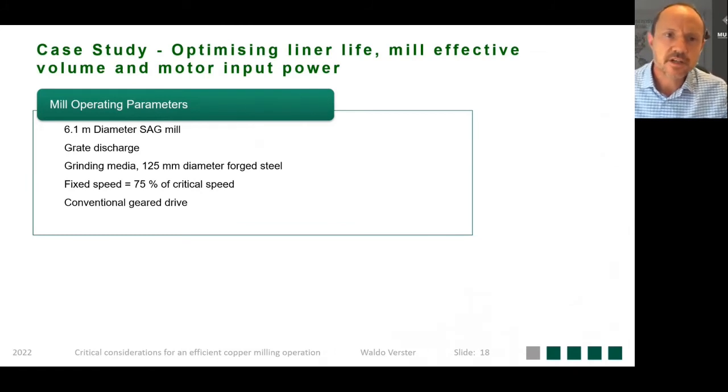Guys, then I would like to summarize with a short case study. It's a 6.1 meter diameter shaft mill in the copper industry. A relatively large grinding media of 125 millimeters, grate discharge system, and it's being operated at 75% of critical speed. So taking these mill parameters into account, there's always a tendency to over-design the liners. But that can have a severe or a negative impact on your total throughput as you eat into your effective volume.